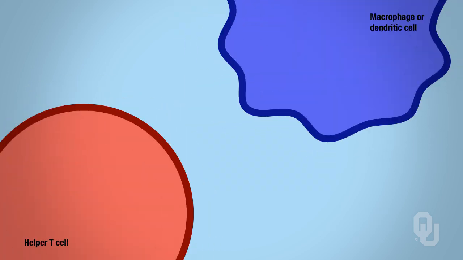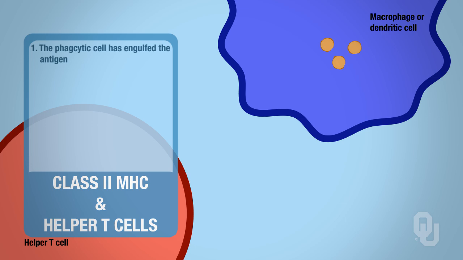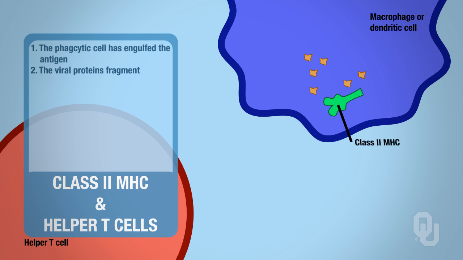So now that takes us to the class 2 MHCs and the helper T cells. Down below is the helper T cell. At the top, remember that class 2s are only found with certain cell types. Here, for example, we've only listed a macrophage or a dendritic cell. In step 1, your phagocytic cell has engulfed the antigen. Remember, macrophages and dendritic cells are phagocytic. The antigen in this case is viral proteins. Those viral proteins are fragmented, and once they're fragmented, they bind to a class 2 MHC molecule.